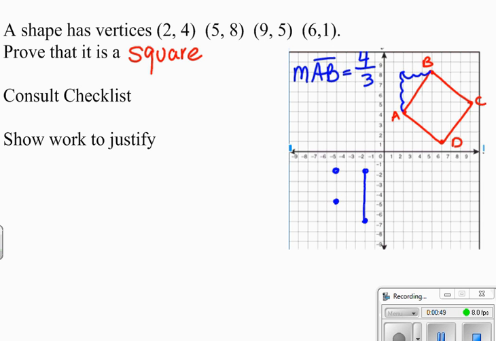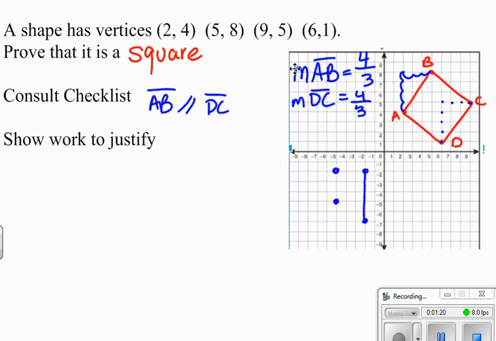Now, if it is a square, which I know it is, I should be able to say that DC is also the same slope because they should be parallel. So let's find the slope of DC. Counting up 1, 2, 3, 4, and I'll have to go right 3. I was correct that AB is parallel to DC. Why? Because we just showed they have the same slope.